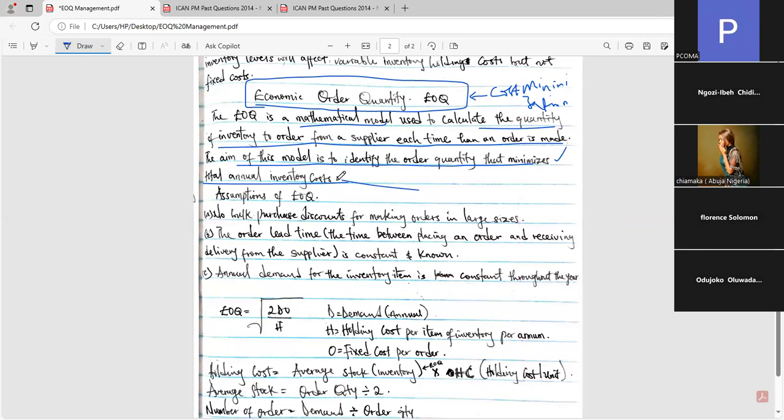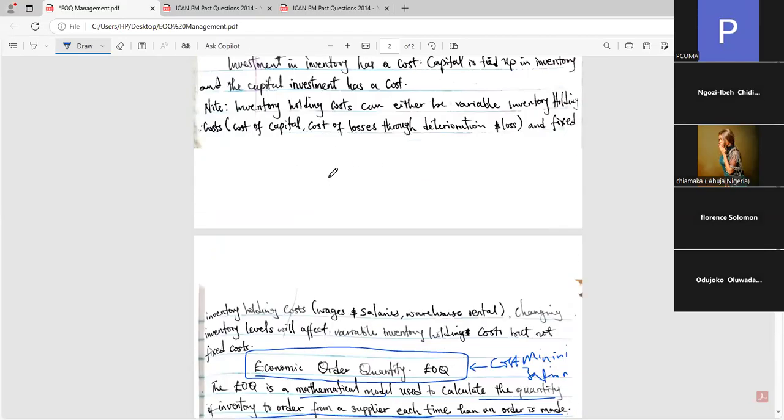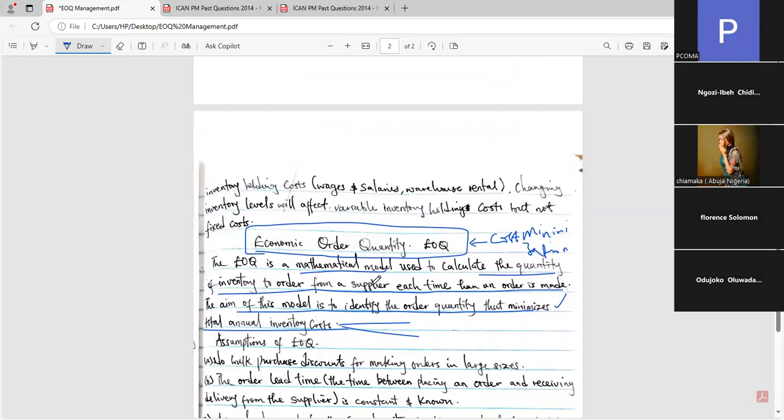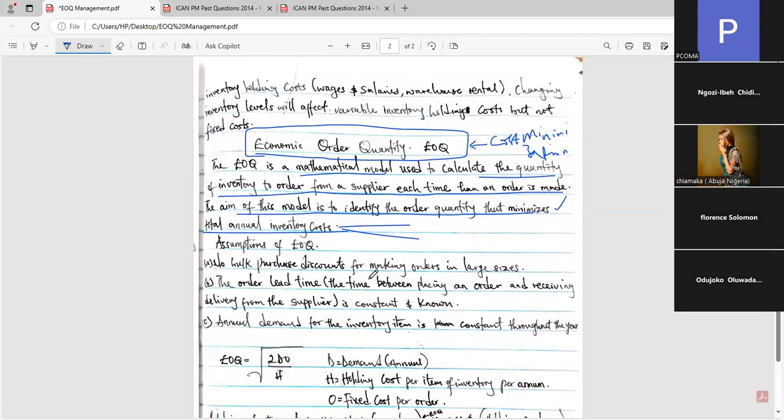What is the total annual inventory cost? I've said that before. Annual inventory cost includes your purchase cost, your ordering cost, your holding cost, and your what? This is the last one here, your shortage cost. Does that make sense now? So the quantity of inventory you are going to order is such that all these costs attached to inventory are going to be minimized, because the company does not want to incur too much cost. I hope I'm making sense. That's what we mean by EOQ, economic order quantity.